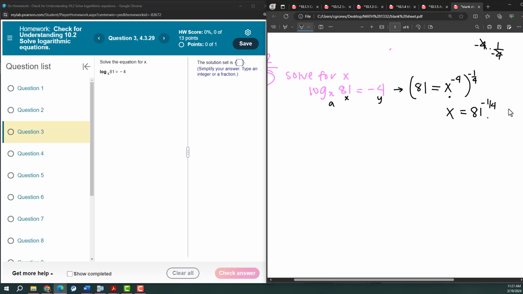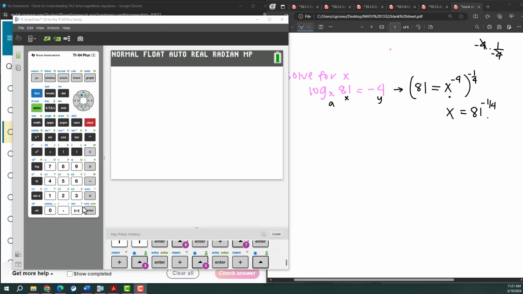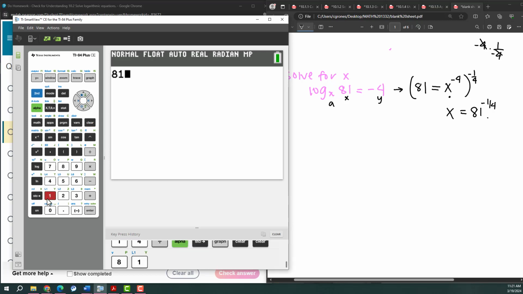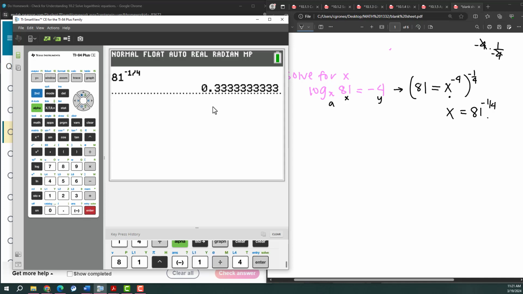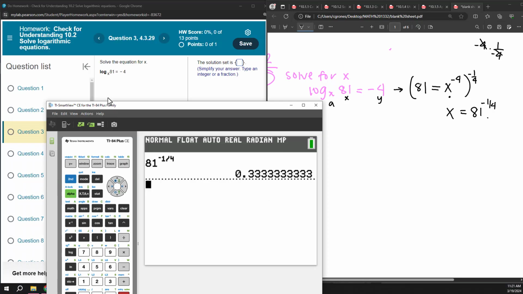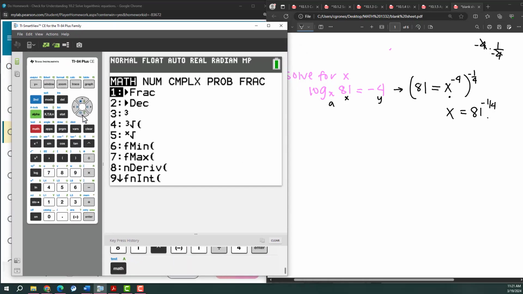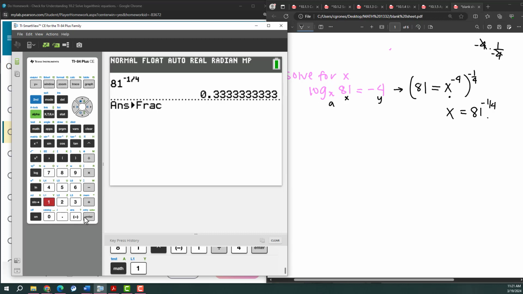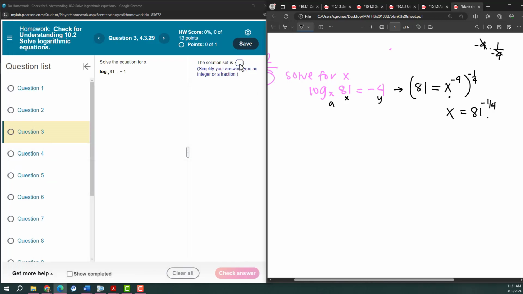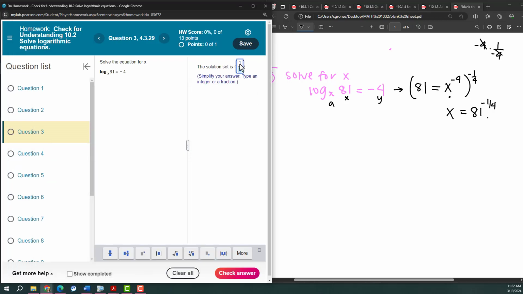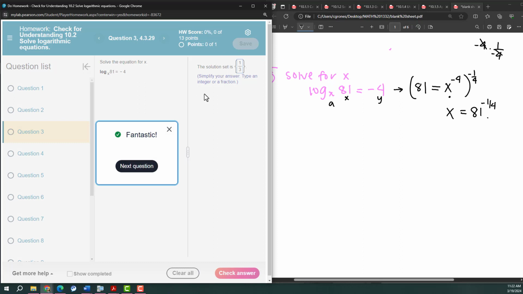So we're going to want to put this into our calculator. All right, so I'm going to do 81 and we'll use our exponent, and I'm going to do -1/4. Enter, and we get 0.33333. So let's do it as a fraction because they want it as an integer or a fraction. So I'm going to go to math, and then you've got a fraction, hit enter, and so we've got 1/3. So 1 divided by 3 would be our answer.